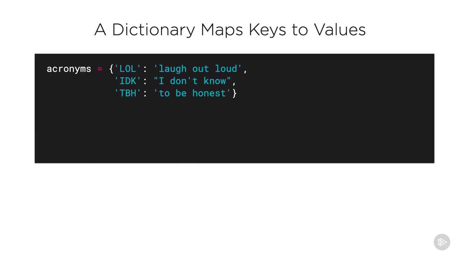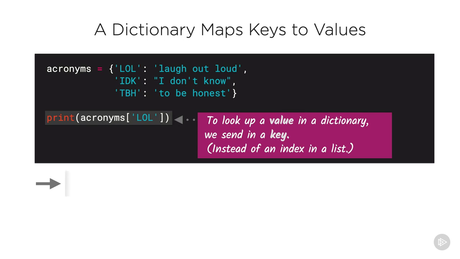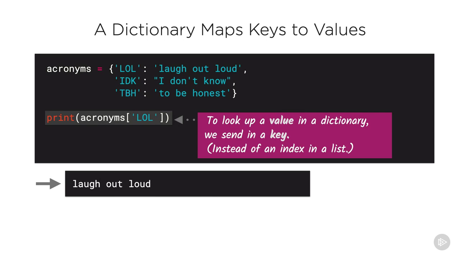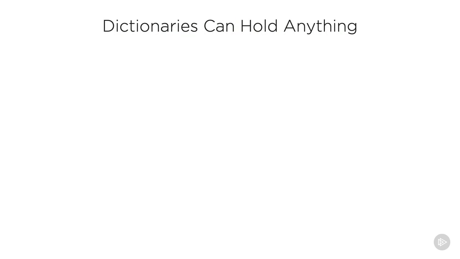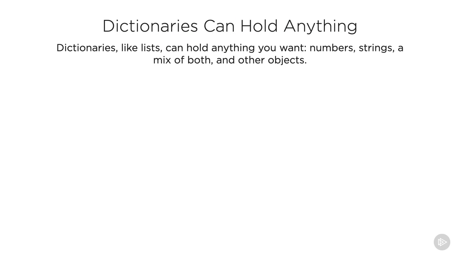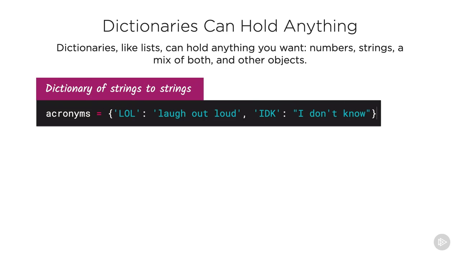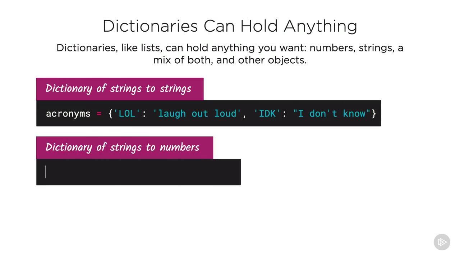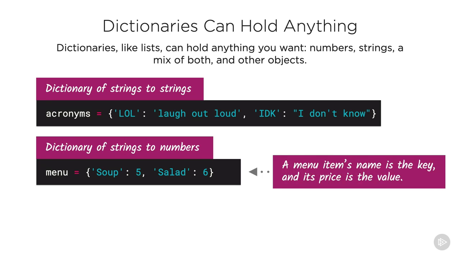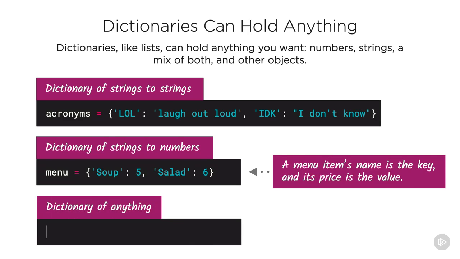To look up a value in a dictionary, we send in the key in square brackets instead of an index like in a list. Dictionaries, like lists, can hold anything you want. We have a dictionary of strings mapped to strings, like we saw with the acronyms. Strings mapped to numbers, like a menu with items and their prices. Or even a dictionary of any type as the keys and values.